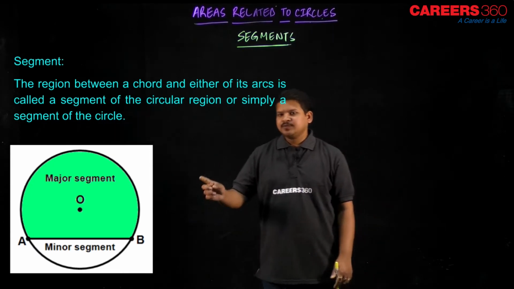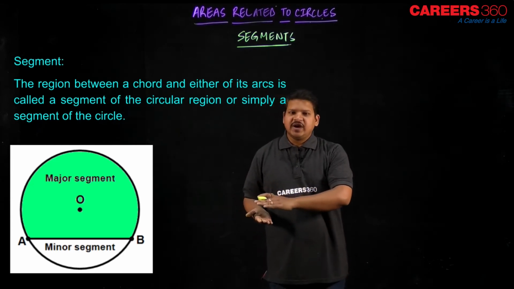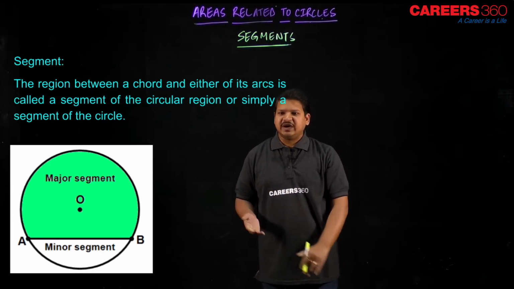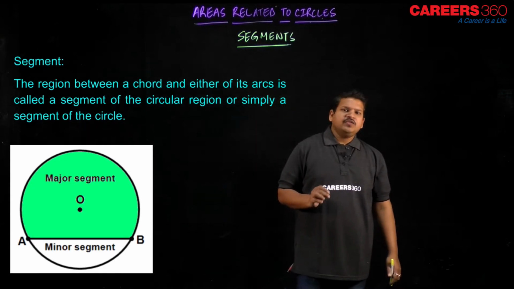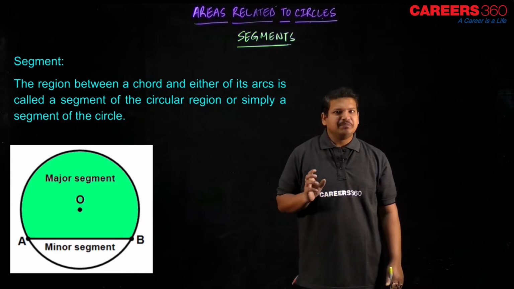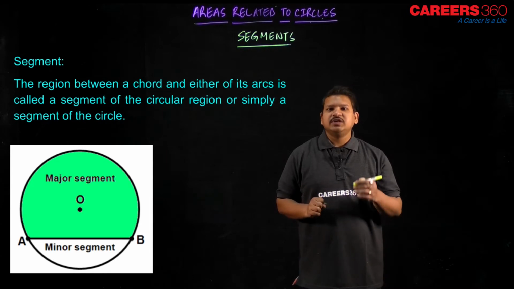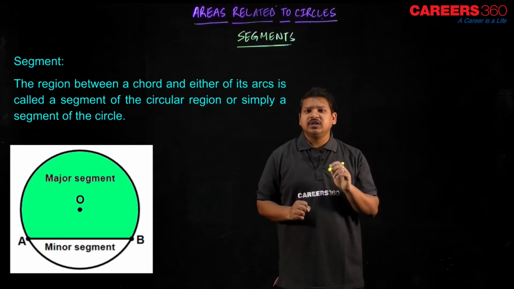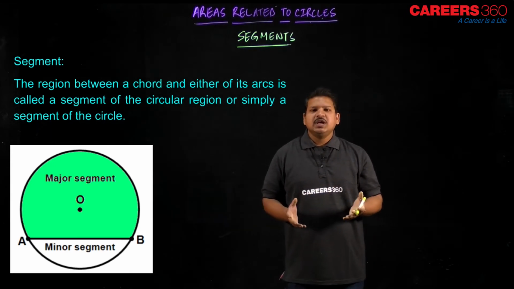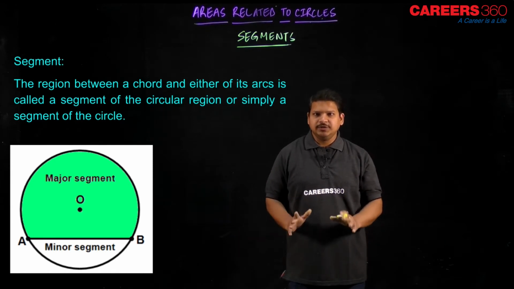As you can see, there is a chord AB, and the chord has divided the circle into two segments. The first one is major, the second one is minor. Whenever we refer to a segment, by default we assume it is a minor segment. If we are referring to a major segment, then we specifically mention that we are calculating the area of a major segment. Otherwise, we are talking about the minor segment only.